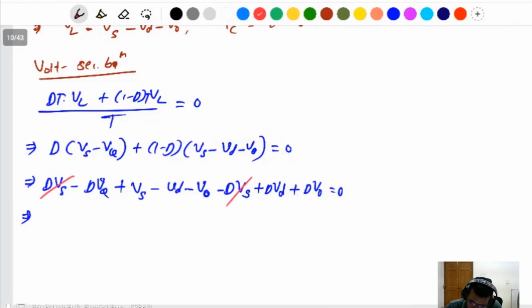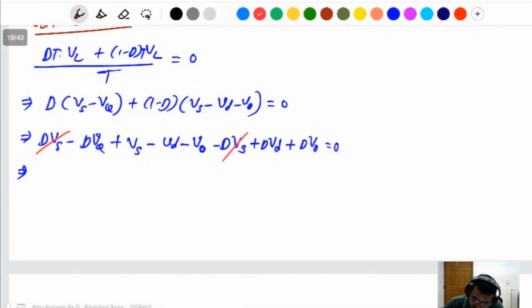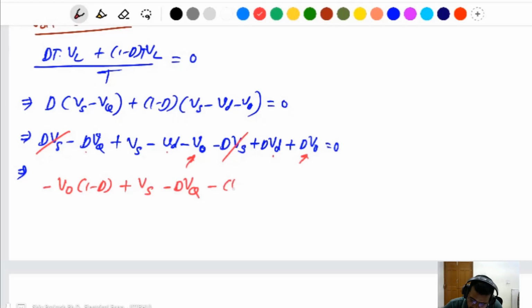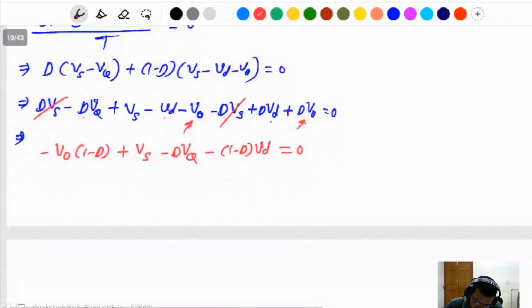The dVs will be cancelled out, remaining is V naught, which is here and here, so we take minus V naught common, then we get 1 minus d. Plus Vs is here, Vq is not there, only dVq, Vd is there, then you can take minus of 1 minus d common. If you take common of Vd, then you will get this one.